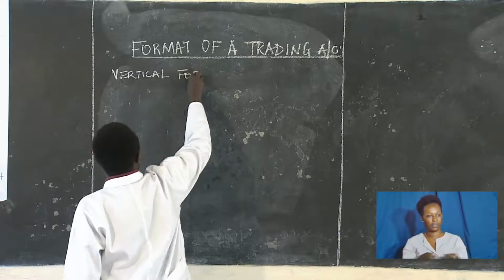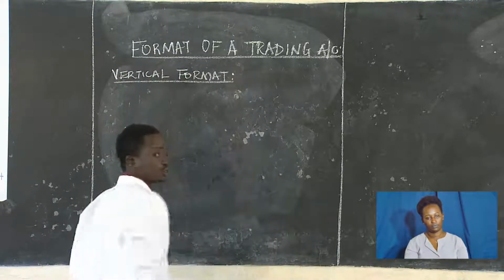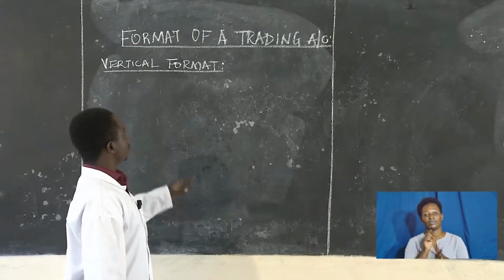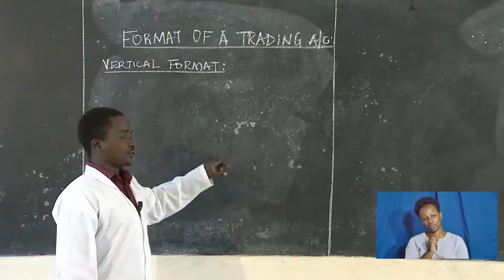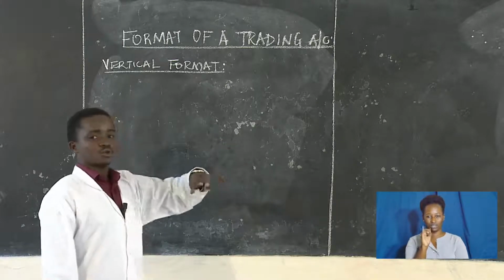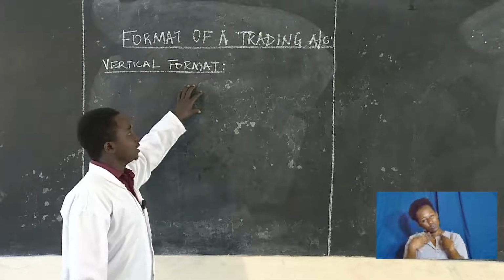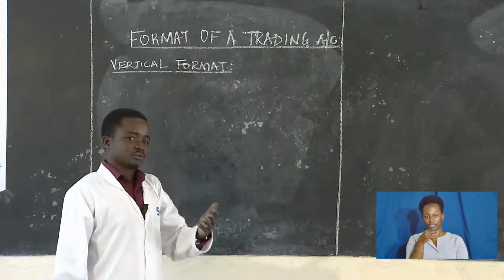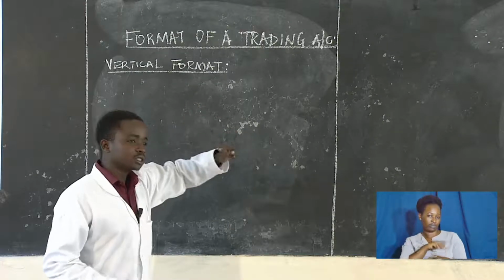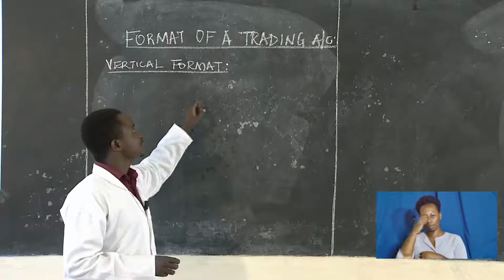The vertical format. So you have to follow, and you know how this format is done, such that when you happen to operate any trading activity, when you happen to start up any business, or when you happen to commence a company, you know how to prepare a trading account, and then you are able to know whether you have made a gross profit or a gross loss. Because a trading account helps us to determine whether the business has incurred a loss or whether the business has made a gross profit. So you have to note that. That is the major purpose of a trading account.